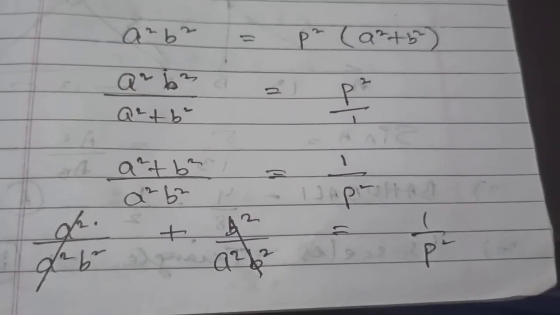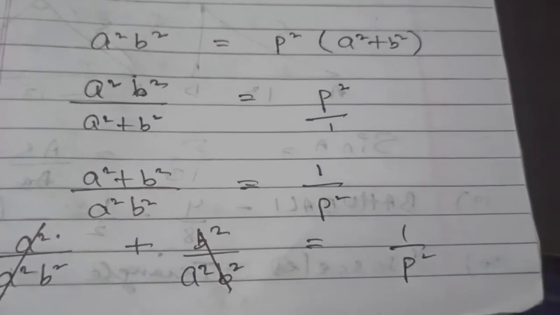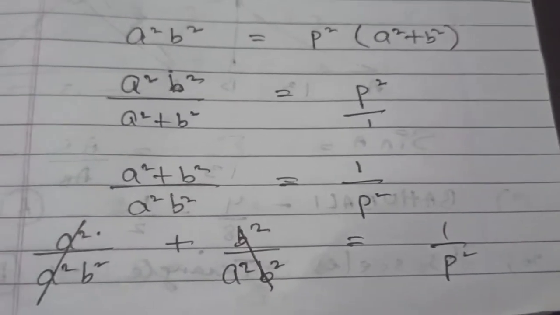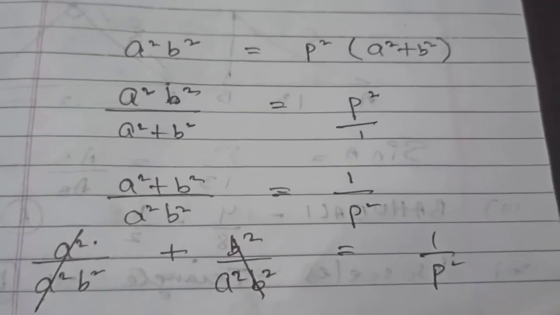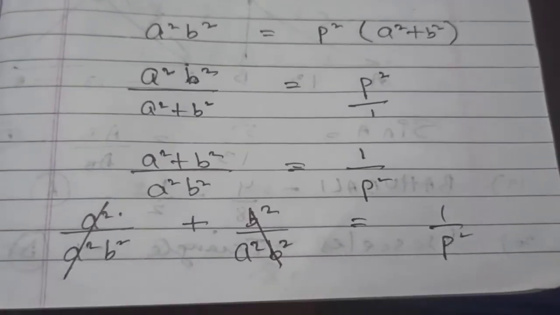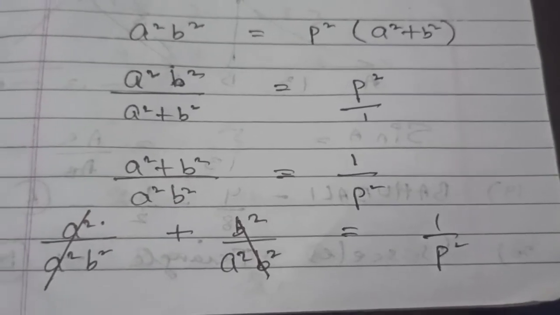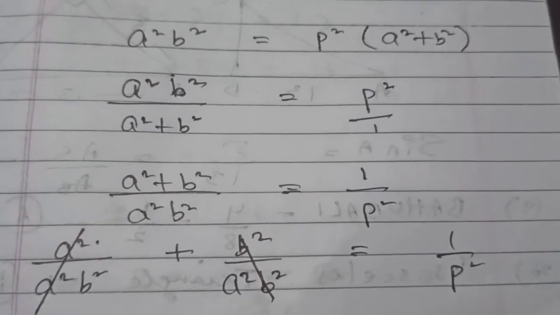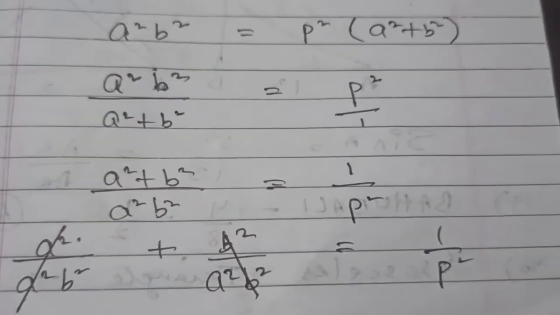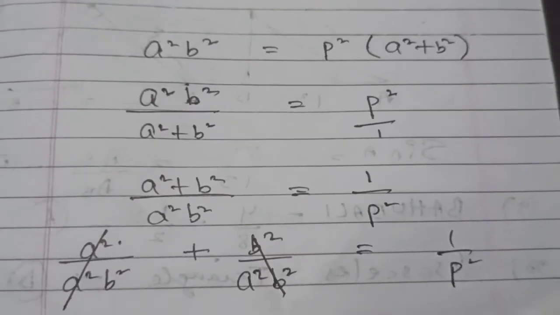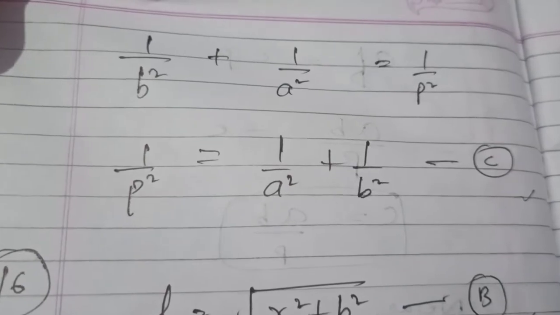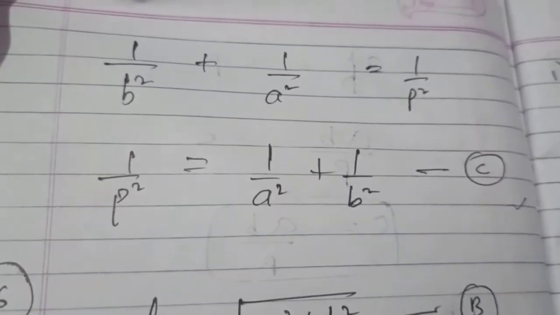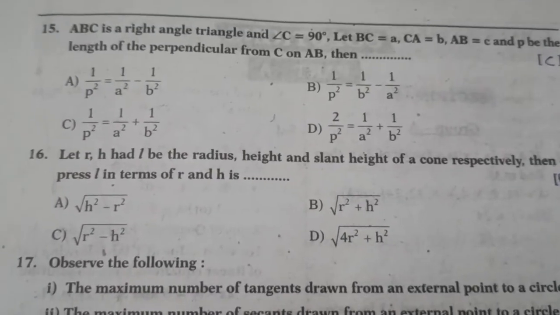Then after that, A square by A square B square plus B square by A square B square, separating terms. Then A square gets cancelled, B square gets cancelled, equal to 1 by P square. So it's 1 by B square, 1 by A square equals 1 by P square. So finally 1 by P square equals 1 by A square plus 1 by B square. It's option C. Option C, yes, correct.